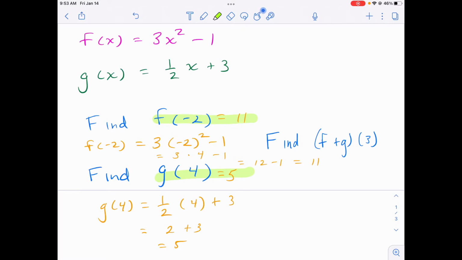Then we get this interesting last example I want to talk about with you. It says find f plus g of 3. I could write this same exact thing like this: f of 3 plus g of 3. Those two things mean the exact same thing. So I'm going to figure out what f of 3 is, and figure out what g of 3 is completely separately, and then I'll add their results together.